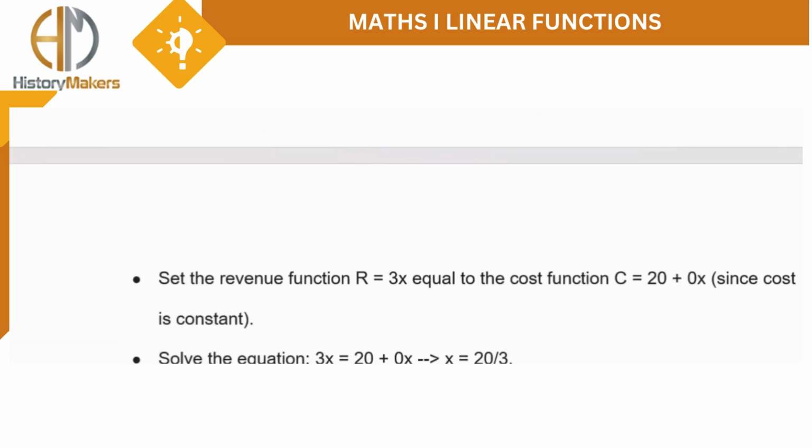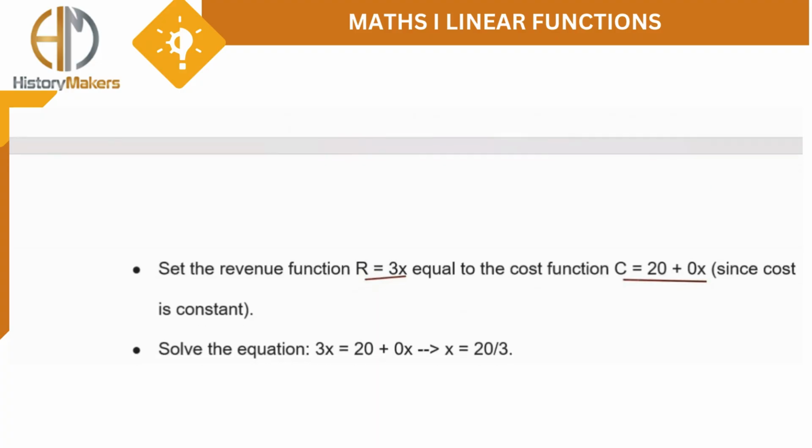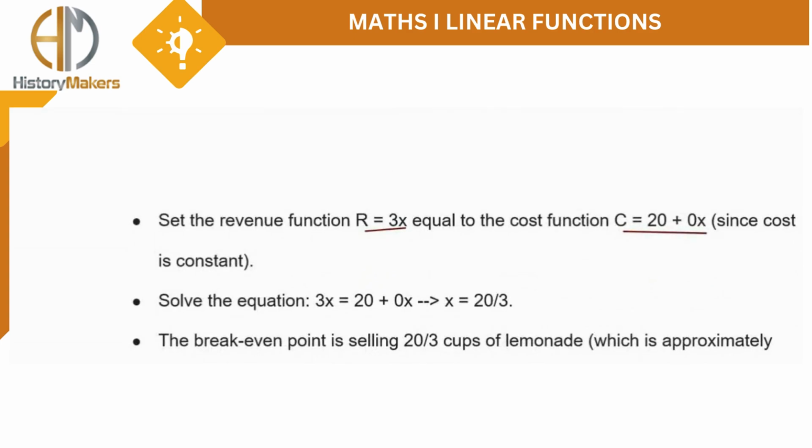So set the revenue function R is equal to 3x, equal to the cost, which is 20 plus 0x, since the cost is constant. Solve the equation. 3x is equal to 20 plus 0x, which gives you x is equal to 20 over 3. So the income is equal to the expense.